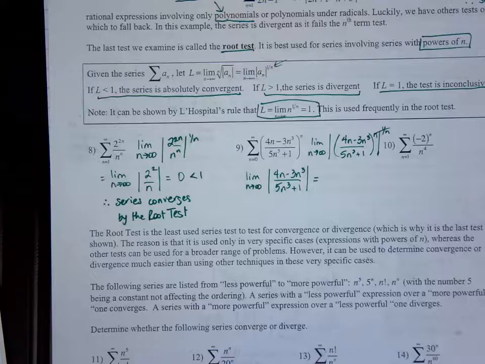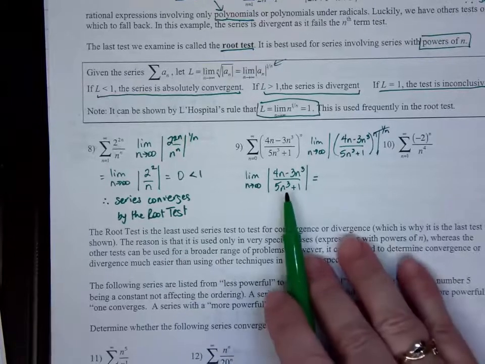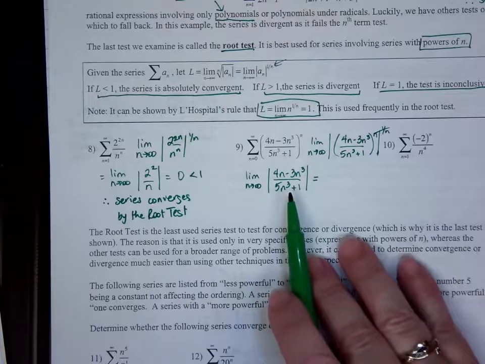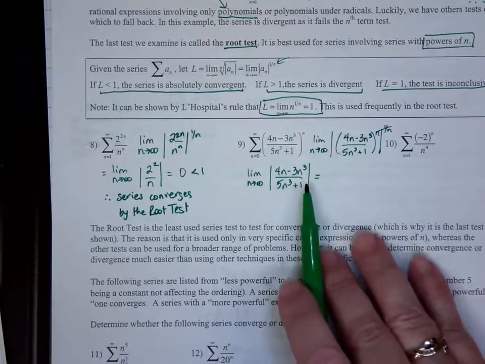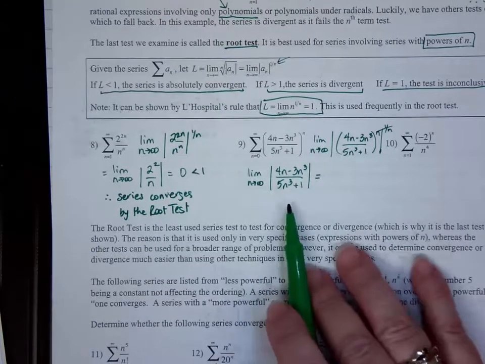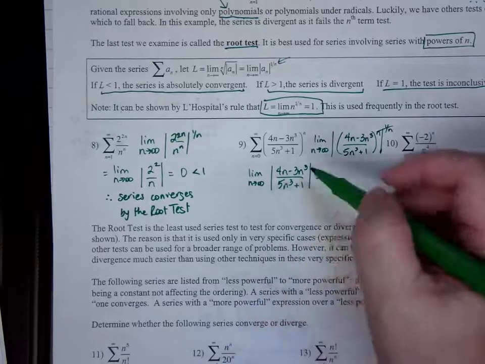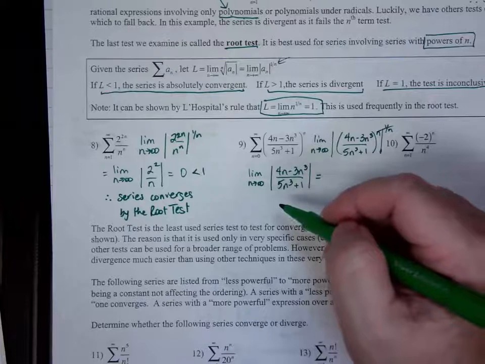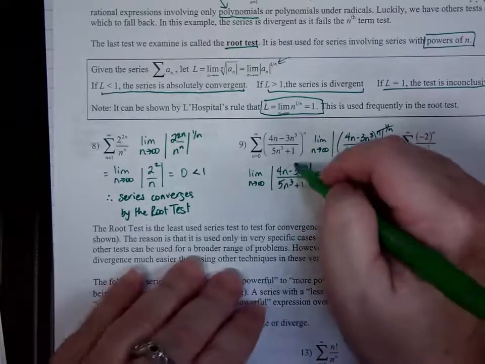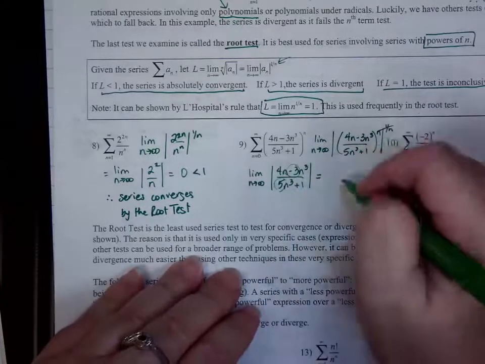What is the degree of the numerator? 3, because the highest exponent is 3. What's the degree of the denominator? 3. If you're taking a limit as n approaches infinity and the degrees are the same, the leading coefficients are going to be the answer, negative 3 over 5.